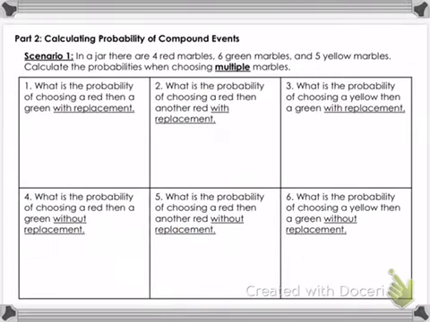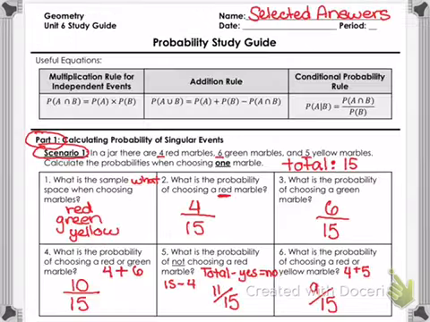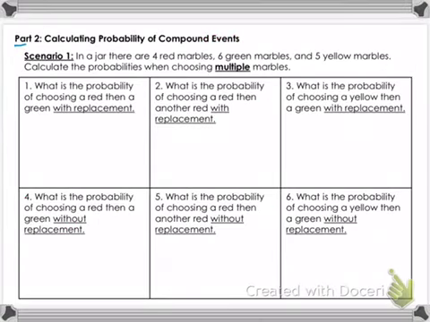All right, so hopefully you guys have now done scenario number 2 in part 1. Let's move on now to part 2, and I'm going to change my color for us. All right, so again, we're moving on to part 2. Part 2 is calculating probability of compound events.